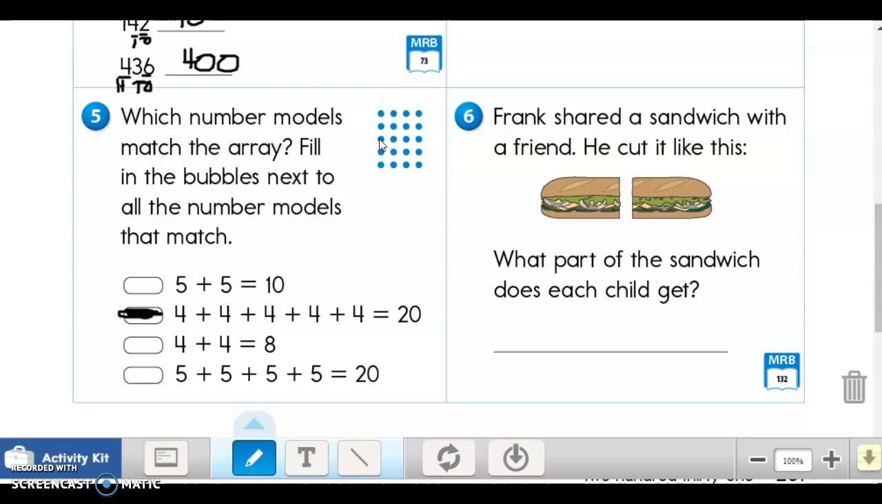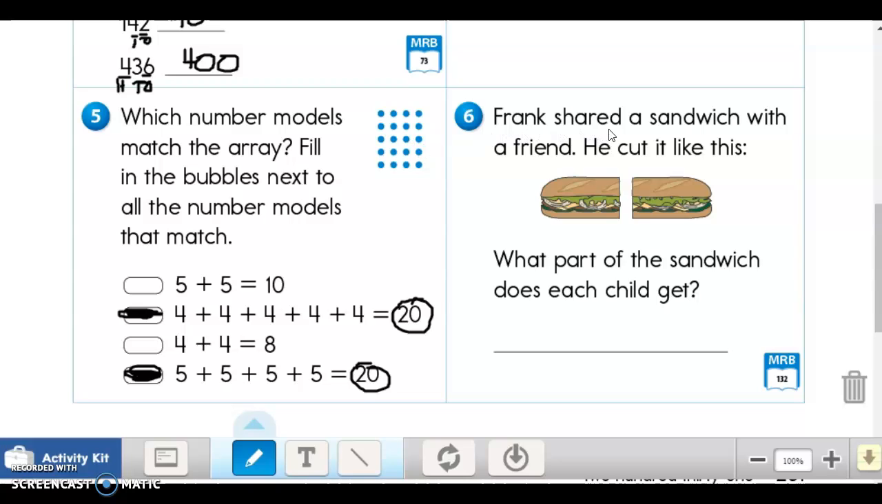What about if we went fives? One, two, three, four, five. Could we do five plus five plus five plus five? Five plus five plus five plus five equals 20. Yes. Both those arrays show the number 20 as the sum. And those two do match our array up here.